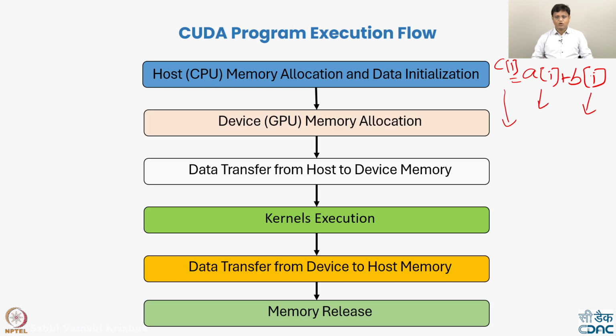If these arrays are not initialized, then I have to initialize this array by storing some value. In case data is available, then there is no need of initialization. Once the memory is allocated and data is initialized in the host machine, it is required to allocate the same memory location for the same variables on the GPU or device.